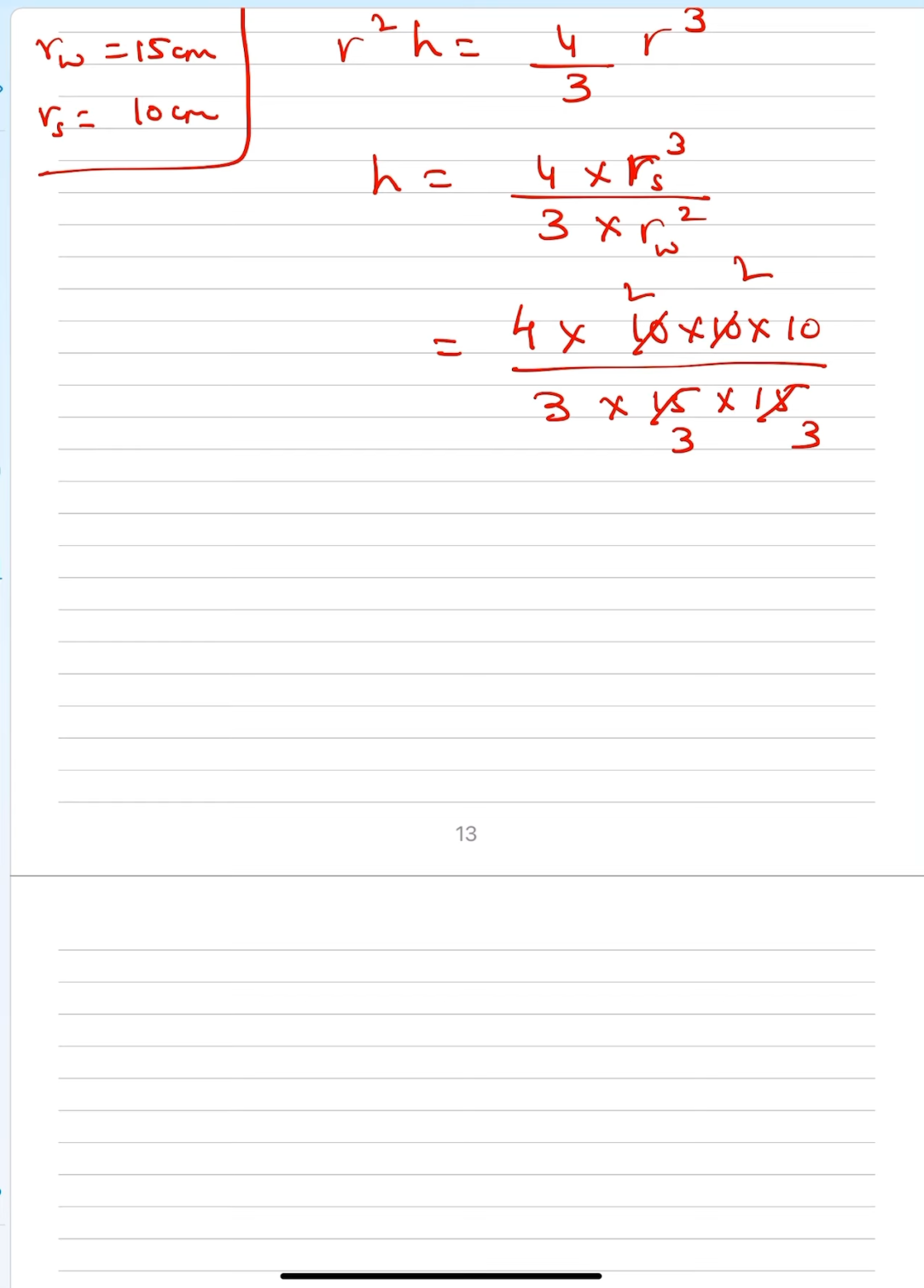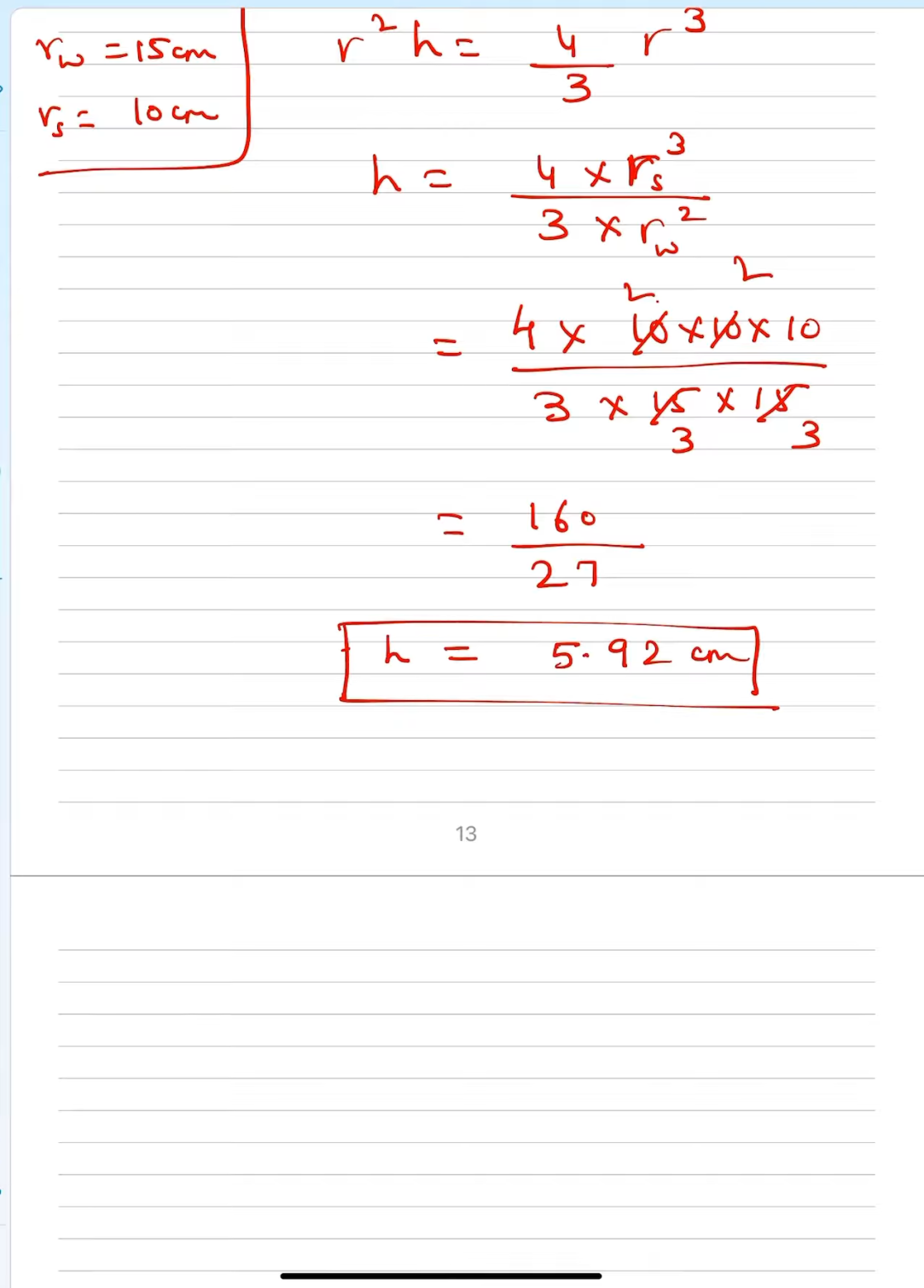So we get 4 2s are 8, 2s are 16, and 10, so it is 160 upon 27. 3 3s are 9, and into 3 is 27, which is equal to 5.92 centimeters. So the rise in the water level is 5.92 centimeters.